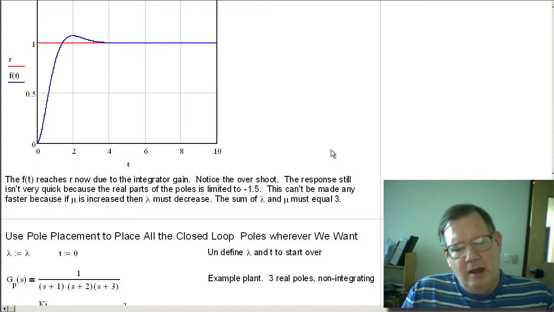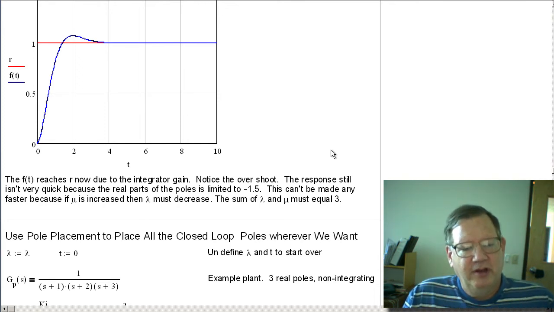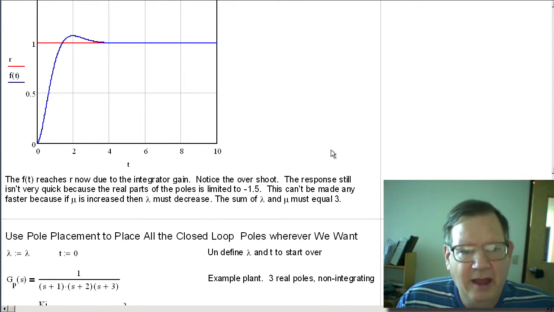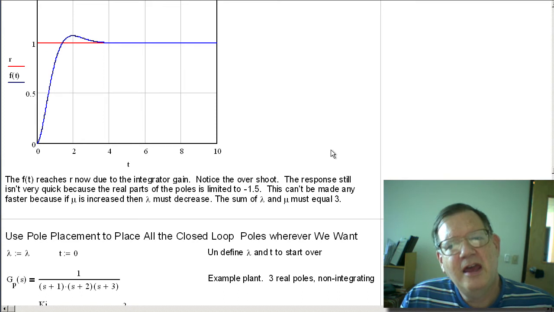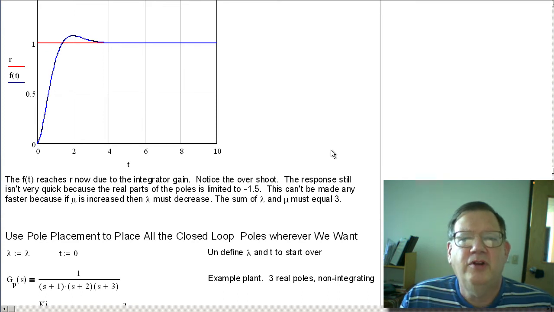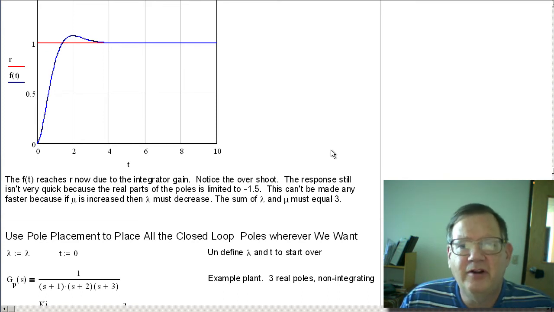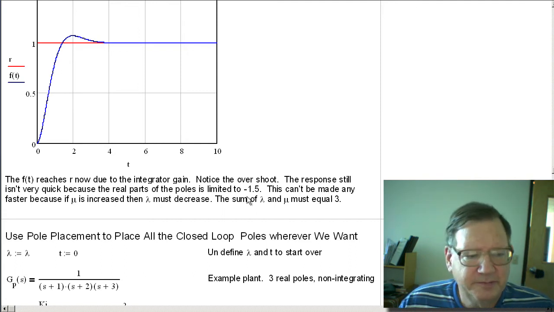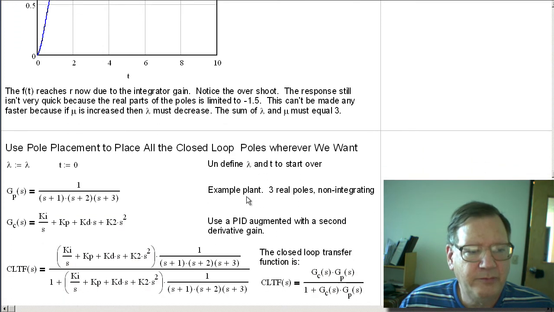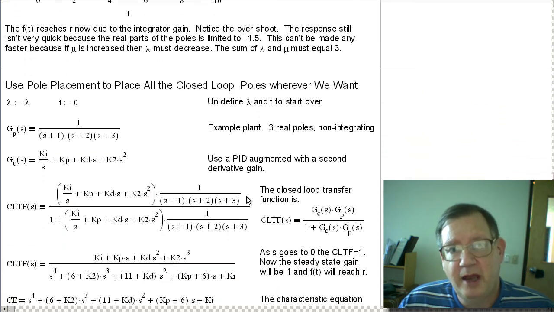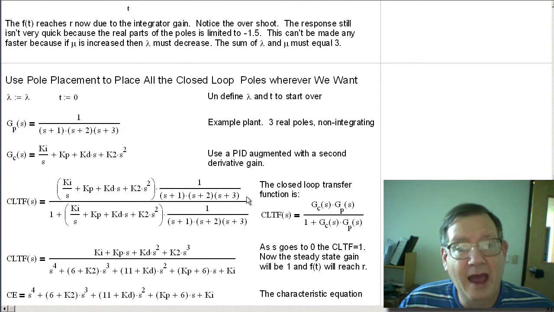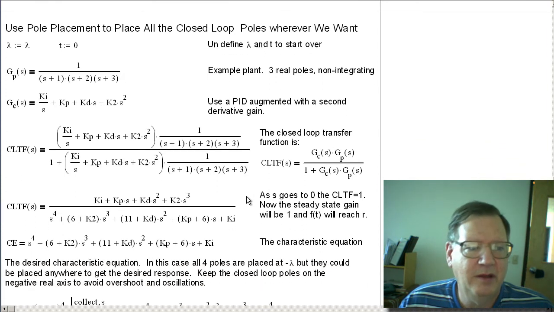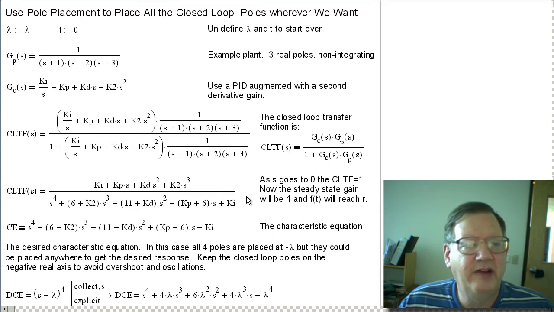So a poor control person out in the field that is saddled with a machine like this, there's nothing he can really do to tune it up to make it go any faster. He is limited by the open loop poles of the system. So let's try a different technique. Let's try adding another gain. We're going to add a second derivative gain. We're going to use the same technique as above.